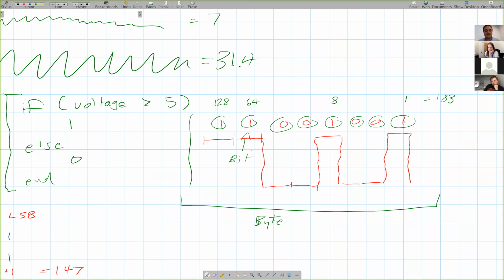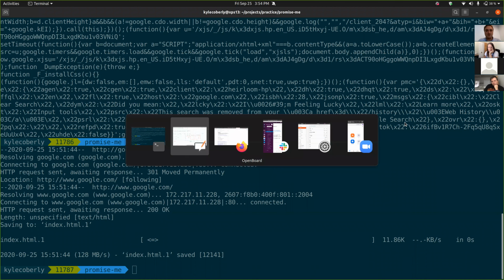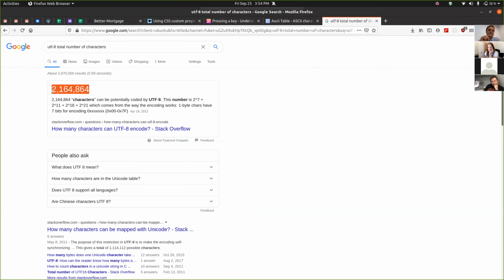How much is 8 bytes? How big a number can you represent with that? Well, 2,164,864. I think you can actually represent significantly more than that with 8 bytes, but that's how many characters have already been mapped to it.